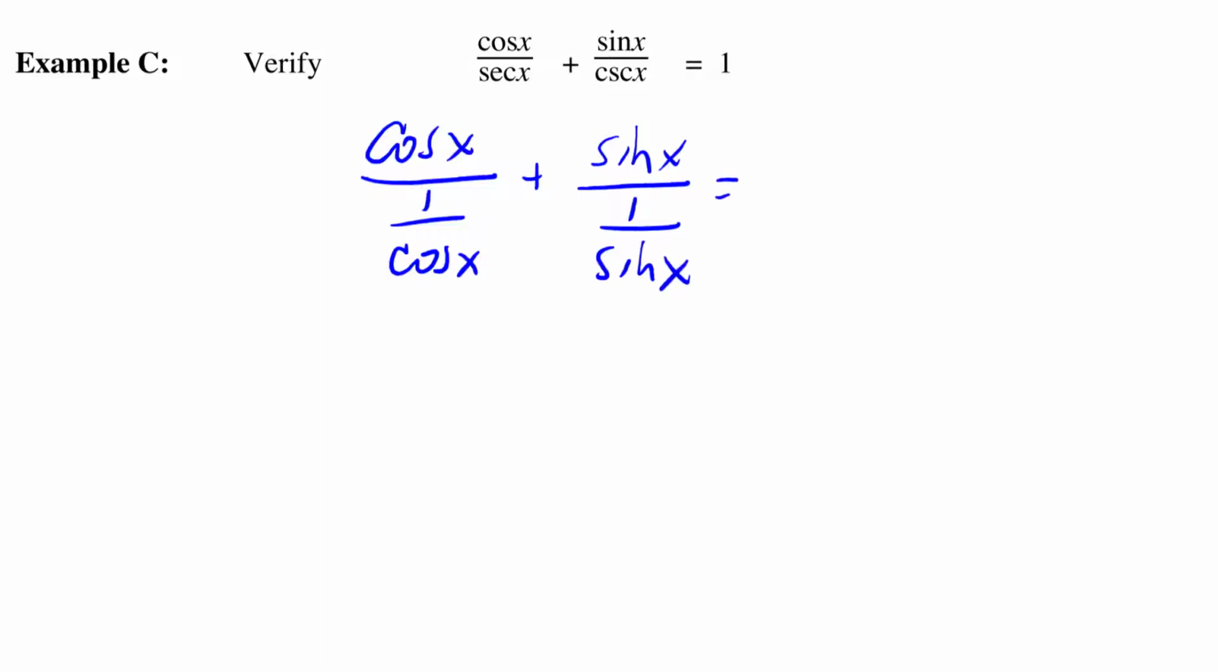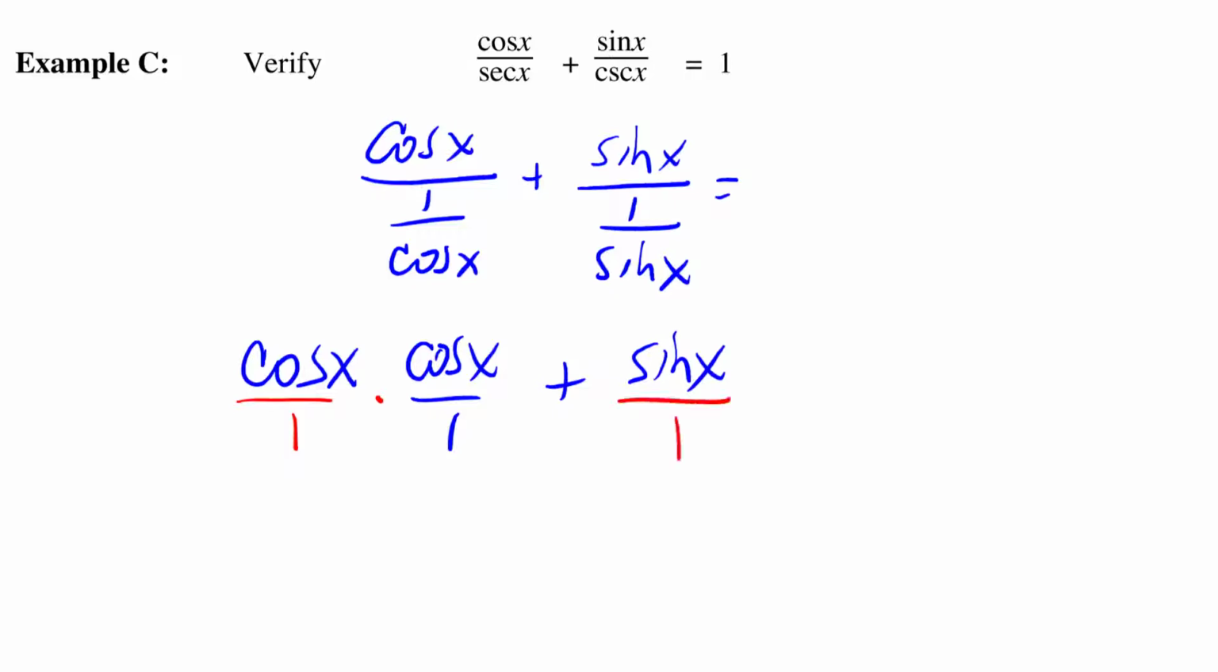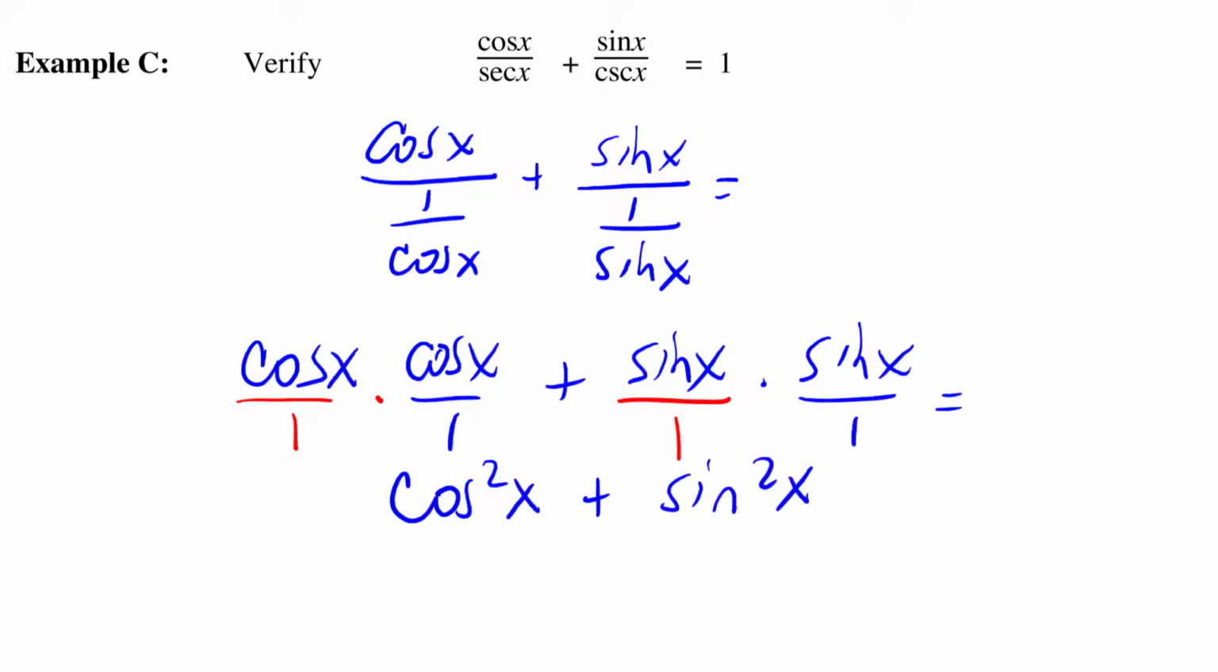Okay, we have a complex fraction. In each case, what we're going to do is multiply cosine x, treat that as over 1, by the denominator reciprocal, cosine x over 1, plus sine x over 1 times the denominator reciprocal, which is sine x over 1. Interesting. So that gives us cosine squared x plus sine squared x. Oh, that's equal to 1. Very cool.